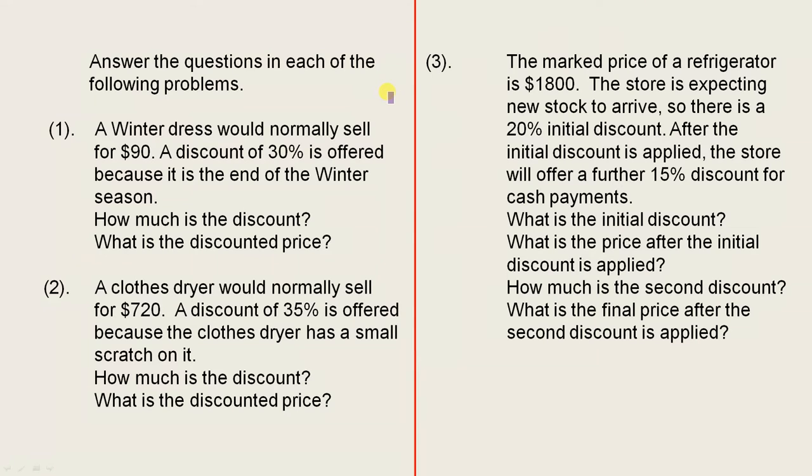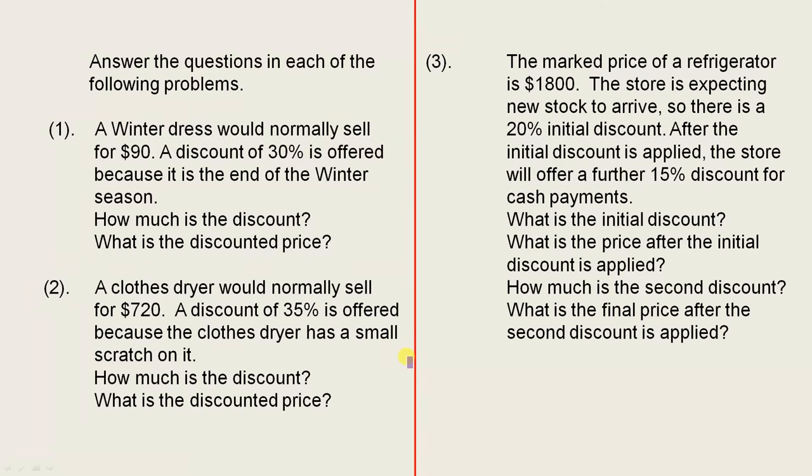Answer the questions in each of the following problems. Number 1. A winter dress would normally sell for $90. A discount of 30% is offered because it is the end of the winter season. How much is the discount? What is the discounted price?